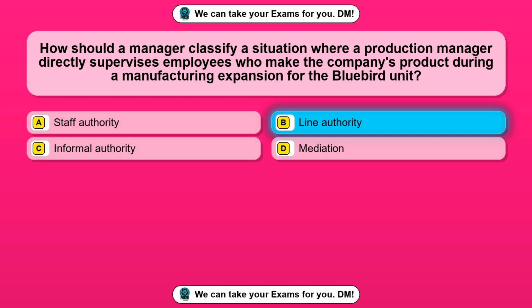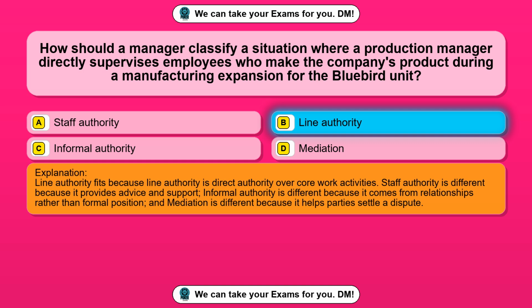Line authority. Line authority fits because line authority is direct authority over core work activities. Staff authority is different because it provides advice and support. Informal authority is different because it comes from relationships rather than formal position, and mediation is different because it helps parties settle a dispute.